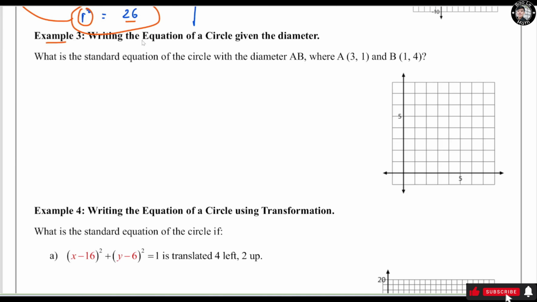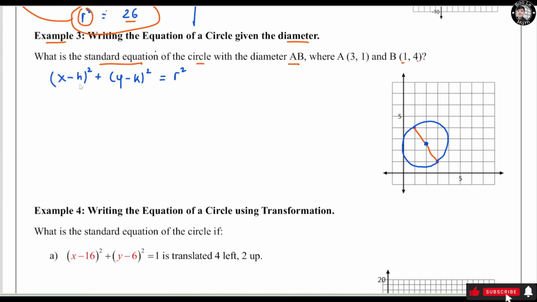Now example number 3. Write the equation of the circle given a diameter. What is the standard equation of the circle with diameter AB, where A is x equals 3, y equals 1, it's going to be right here, and B is x equals 1, y equals 4, it's going to be right here? So this one is the diameter. The radius should be half of the diameter, and if you sketch the circle, it's going to be something like this. Now again, we use the equation (x minus h) squared plus (y minus k) squared equals radius squared, right?